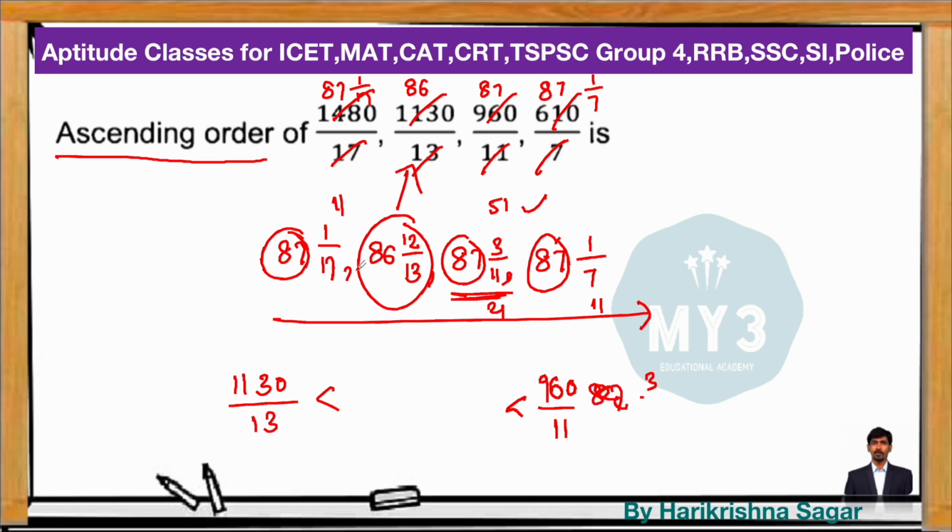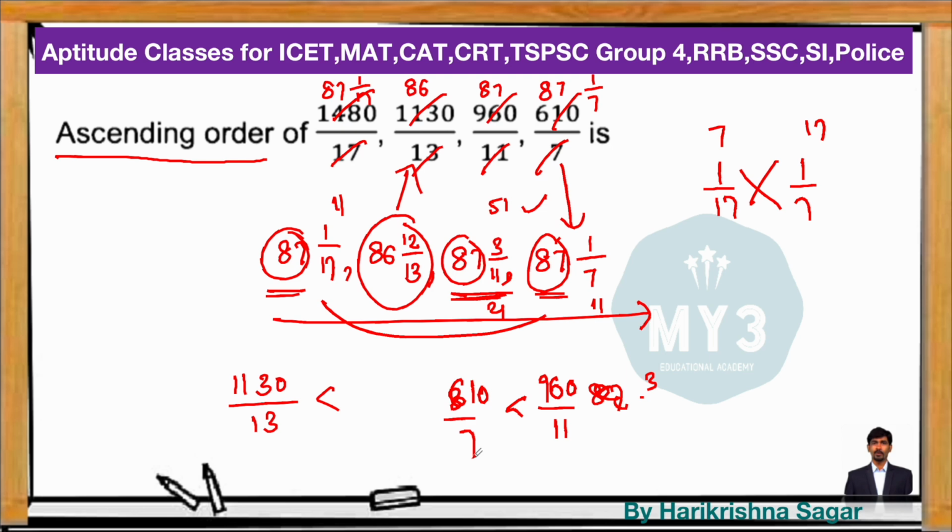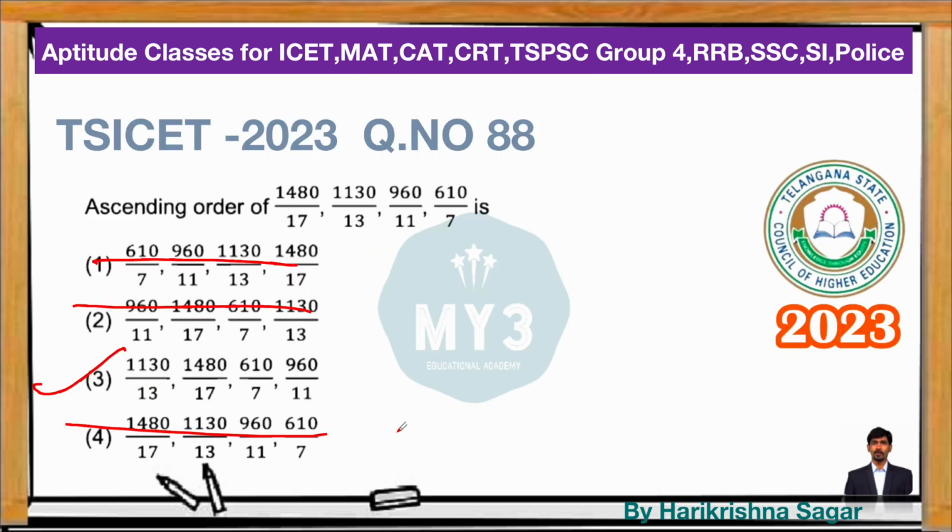That means 86 3 by 11 is the greatest number. Leave this. And we are left with these two. How to compare? Because 87 is there, leave that. 1 by 17, 1 by 7. To compare these two, this is 7 and this is 17. Which is greater? Obviously 17 is greater. That means the next number is 87 1 by 7, which is equal to 610 by 7. And left over is the value which is going to be the first fraction, 1480 by 17. So you can mark the answer choice as option 3.